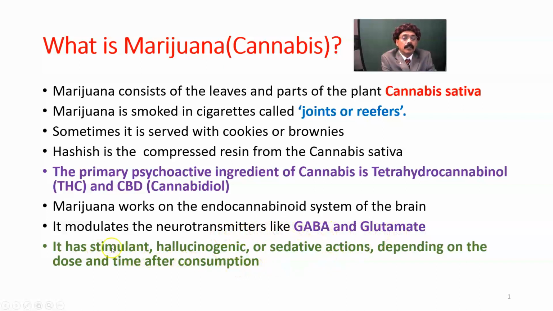It is a stimulant. It is a hallucinogen, that means it causes false sensory perception. It also has a sedative action, to depress a person, depending on the dose and the time of consumption. So there are multiple actions with the same drug.